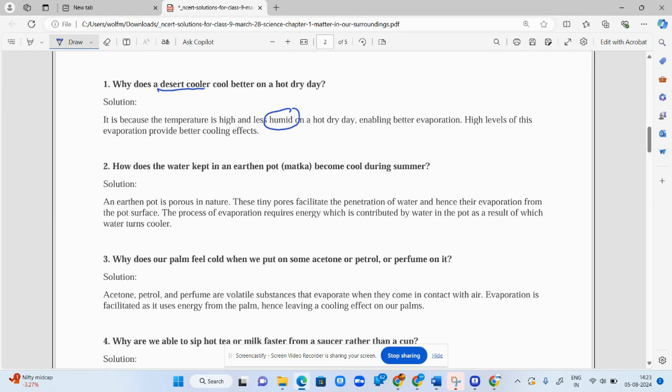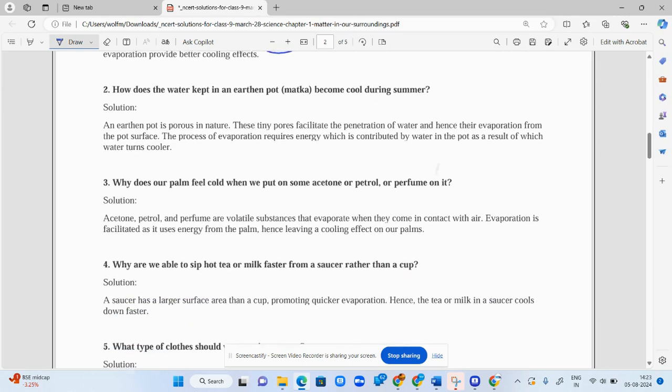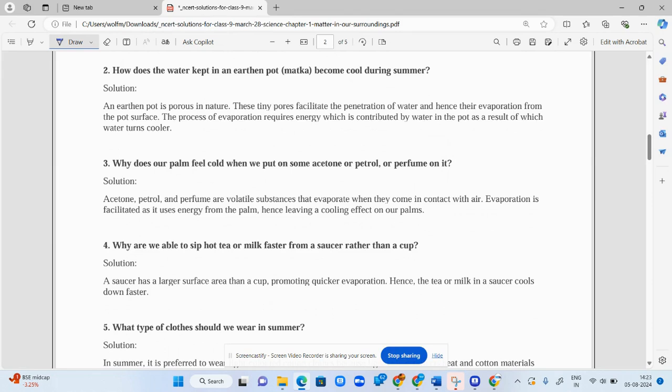How does the water kept in an earthen pot become cool during summer? You have seen in olden days they used to make a mud pot. Nowadays it is trending now, right? Instead of using fridge water for drinking, it is very helpful. So an earthen pot is porous in nature. It has many tiny holes because it's made up of clay and sand. So through those tiny pores, the water will penetrate out and undergo evaporation.